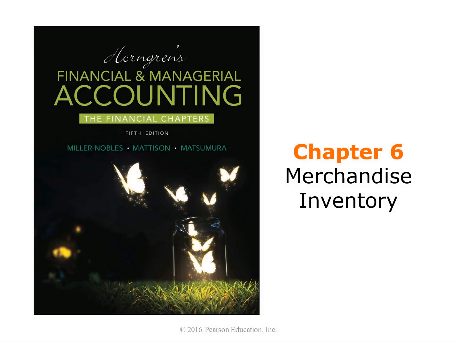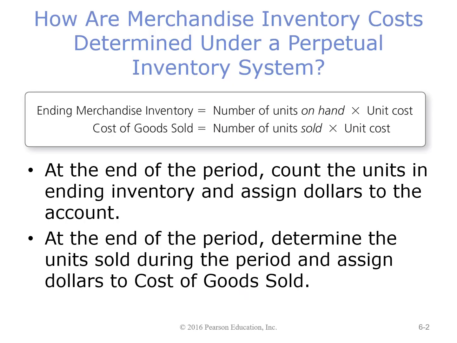Hello everyone. Today we are going to discuss chapter 6, and chapter 6 is about merchandise inventory. In that chapter we are going to discuss how merchandise inventory costs are determined under the perpetual inventory system.